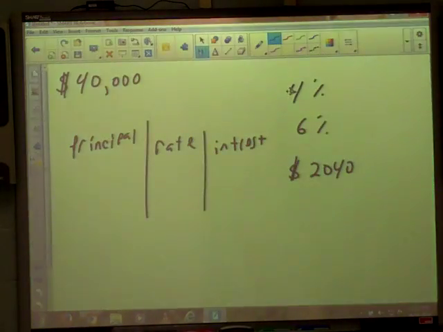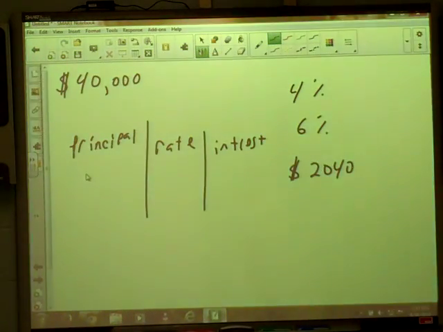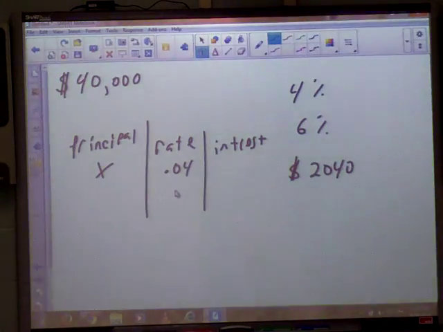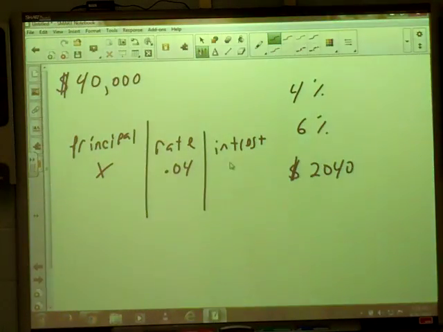Alright, so we'll start here with 4%. How much money am I putting at 4%? I don't know, right? That's what we're trying to figure out. The rate, if it's 4%, is the same as 0.04. To find interest, you multiply principal times rate, so that would be 0.04x.